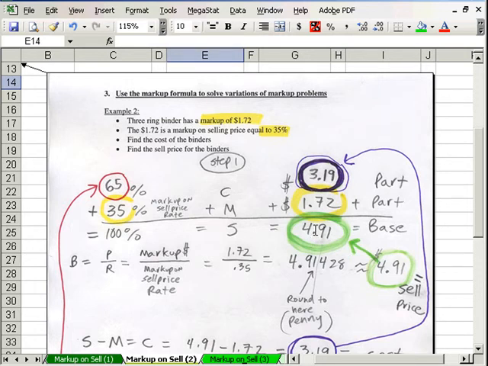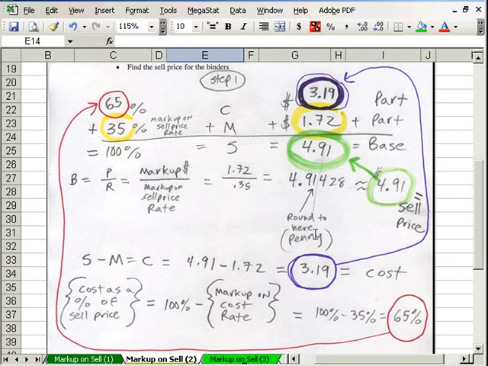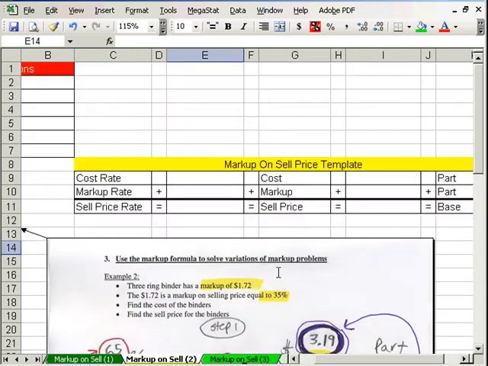Once we have plugged that in there, we can solve for our cost, because sell price minus markup is cost. So here it is, sell price minus markup is cost. We do that subtraction, we get $3.19, the purple one. And then over here, we can go ahead and solve for this rate. I don't think they even asked for that, but might as well fill out the complete template here. 100 minus 35, 65%. Let's go do it in Excel.